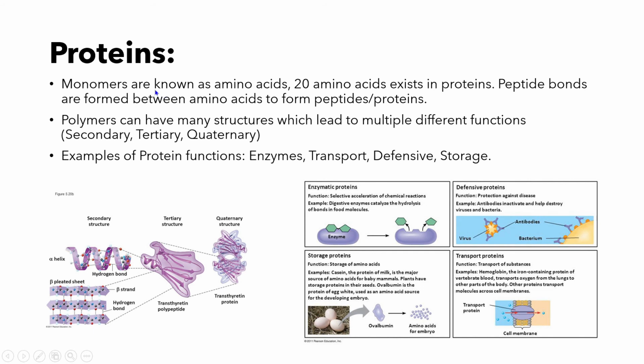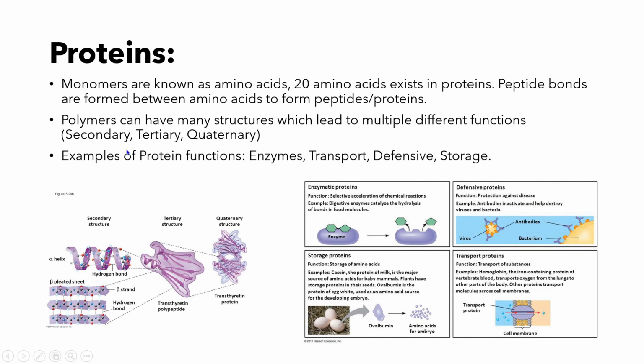Let's move on to proteins. The monomers of proteins are amino acids, and 20 different amino acids exist. You don't necessarily need to know all of them, but just know that these amino acids combine through peptide bonds, which are formed between the amino acids to form peptides and proteins. Protein polymers can have many structures, which lead to many different functions. Proteins have the most functions out of any macromolecule.